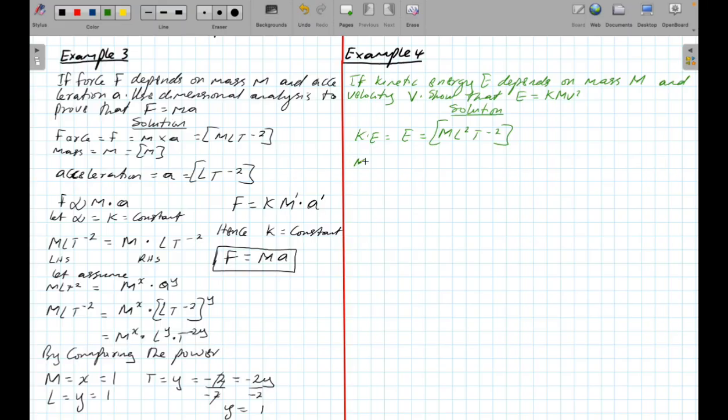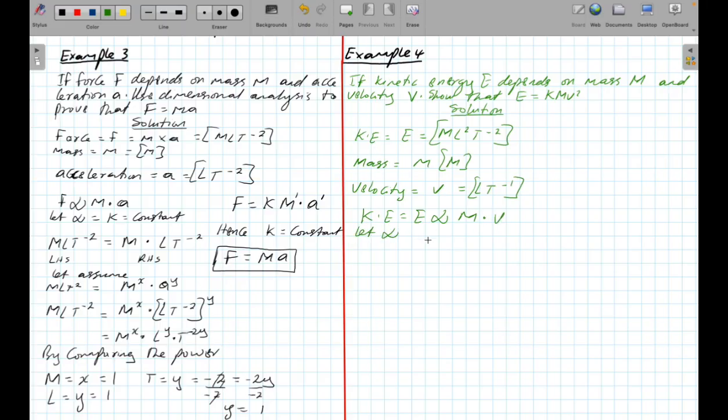For mass, the dimension of mass still remains M. And for velocity v, the dimension of velocity is considered to be LT raised to the power of minus 1, that is displacement over time taken. Therefore, interpreting the expression given to us says that kinetic energy E is directly proportional to m multiplied by v.